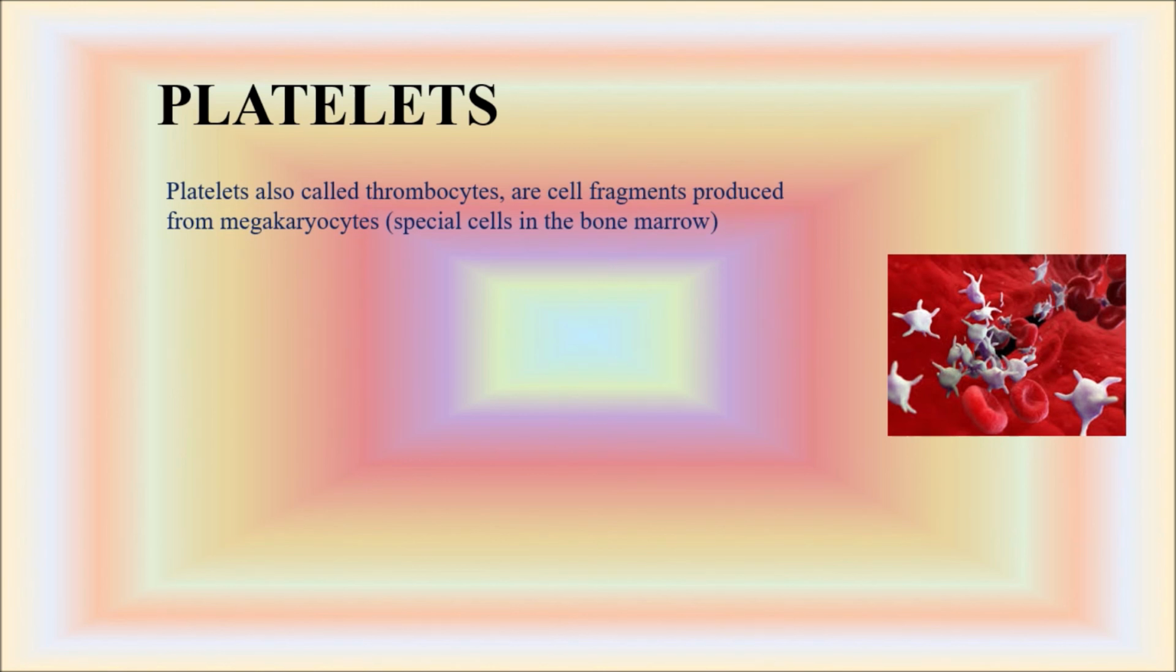Coming to platelets. What are platelets? Platelets are called thrombocytes, and are cell fragments produced from megakaryocytes, which are special cells in the bone marrow. Blood normally contains 1500 to 3500 platelets.